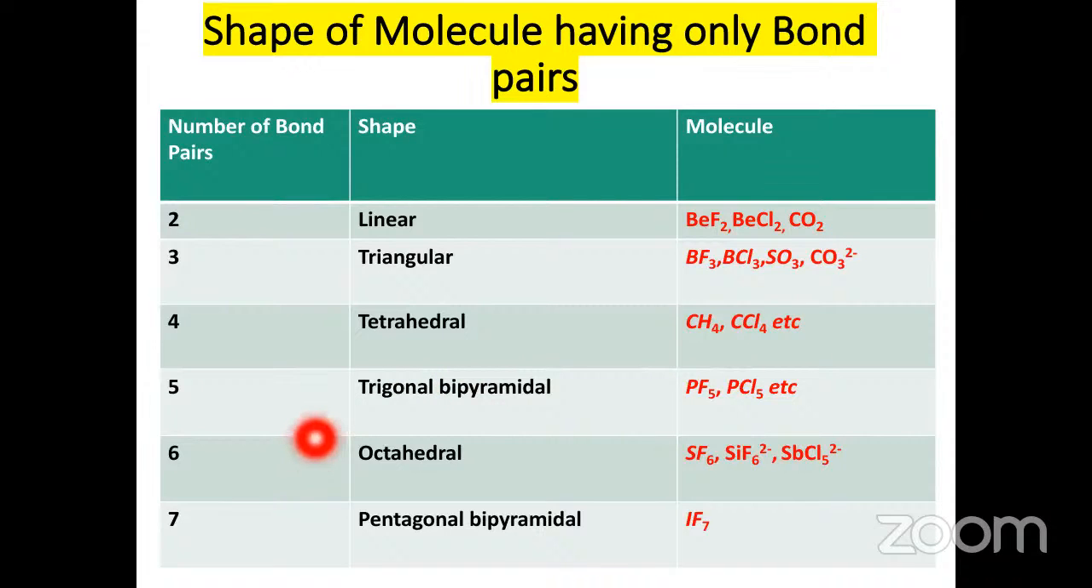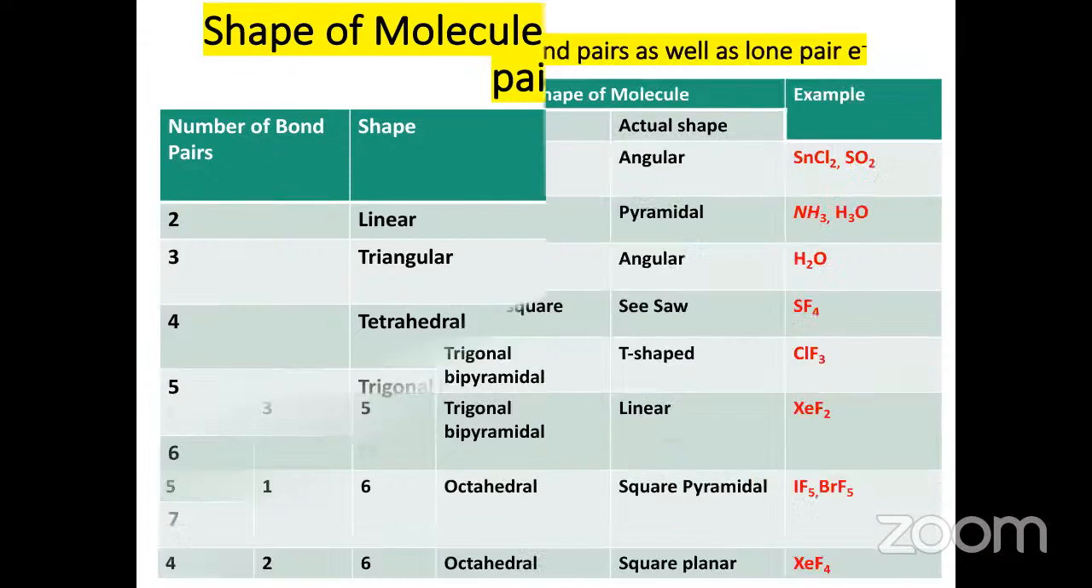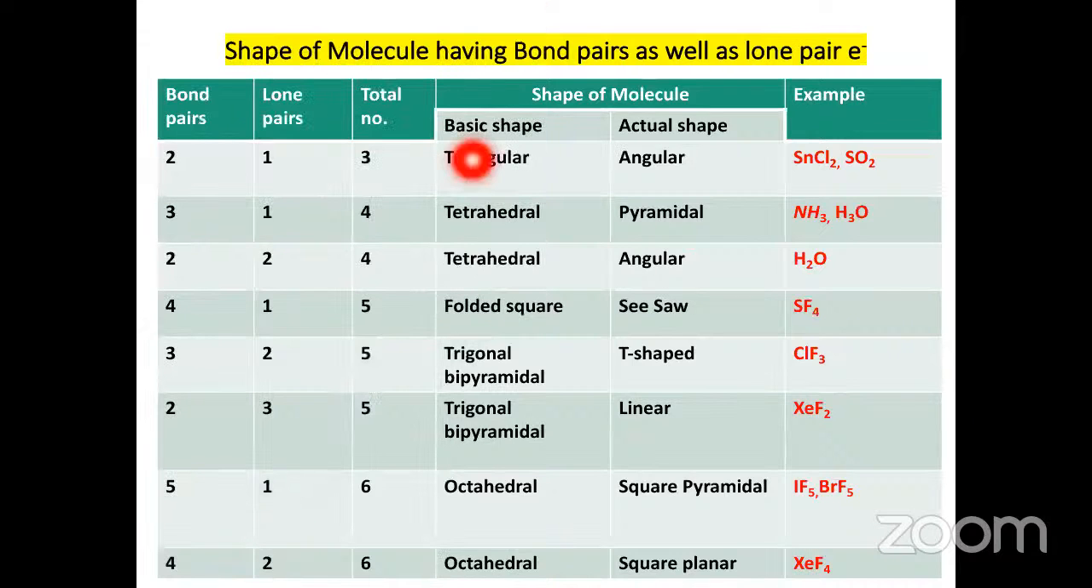Next, if the number of bond pairs is 6, then its shape is octahedral, and these are examples of this shape. If the number of bond pairs is 7, then its shape is pentagonal bipyramidal, and this is the example of this pentagonal bipyramidal. Next goes to shape of molecules having bond pairs as well as lone pair electrons. Okay, so must and should, you keep these three important tables for the competitive purpose only.